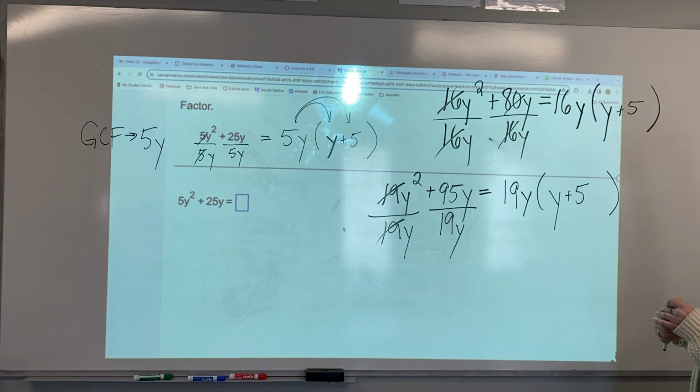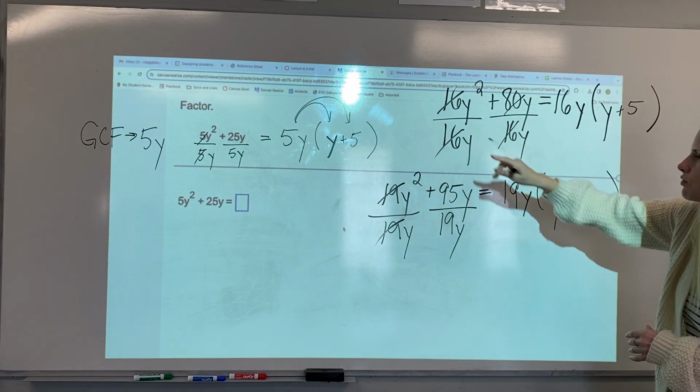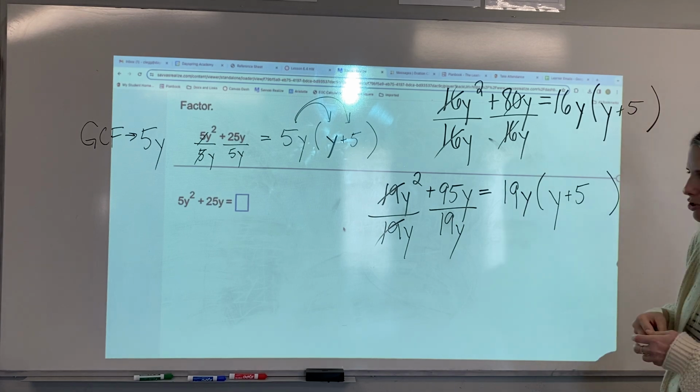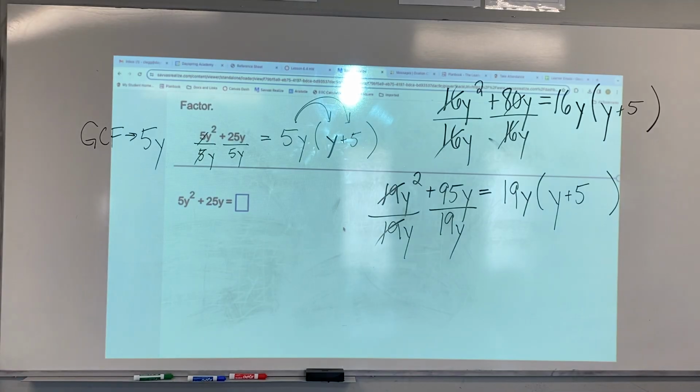And somebody in first period said, well, don't you distribute? Yeah, if you distribute, you're gonna end up multiplying and getting your original expression. That's what this is, it's just rewriting it. And then you can distribute and go back and then rewrite it and go back and then rewrite it, as long as you very well please.